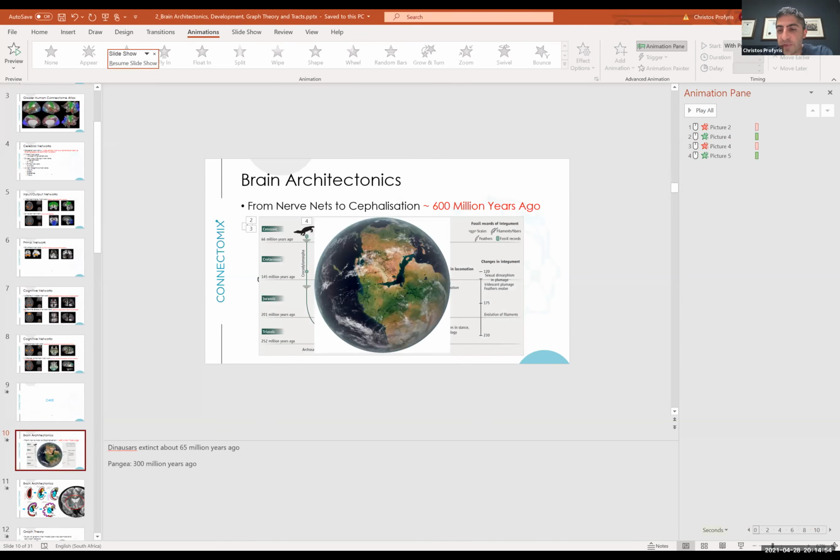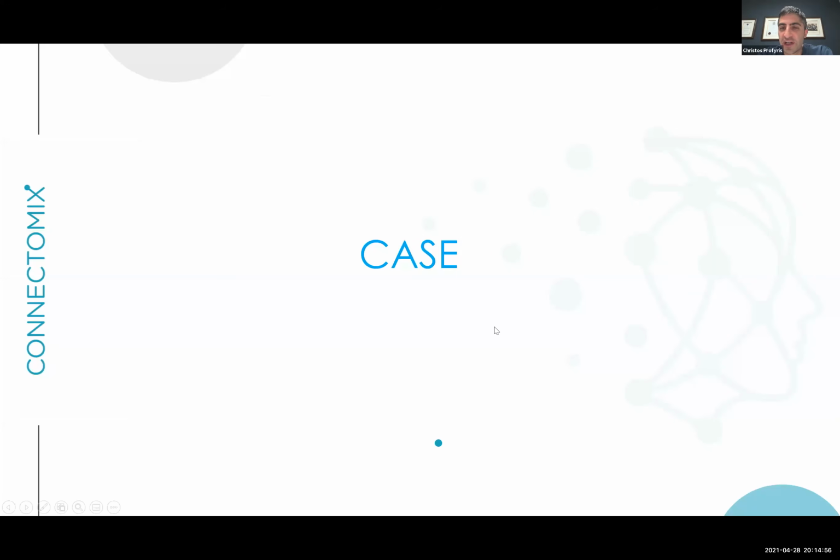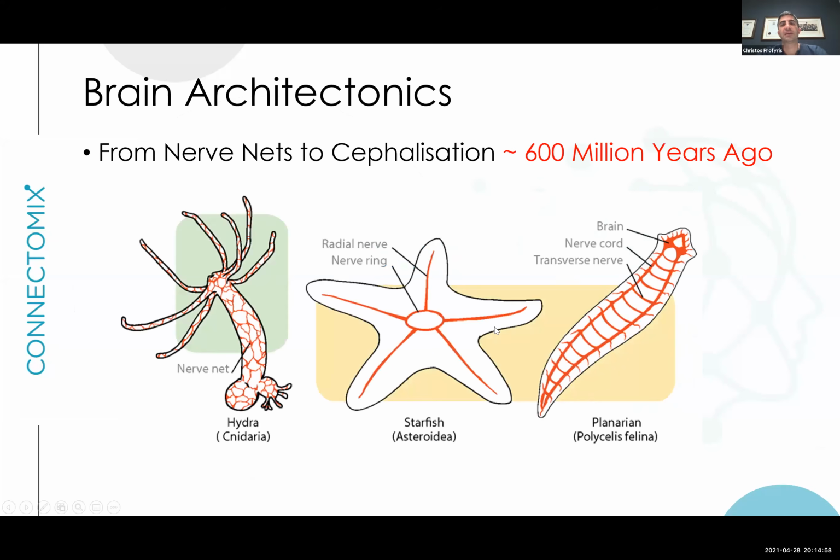So the first topic we're going to cover today is brain architectonics. It's basically looking back into evolution to try and understand the structure of the brain and how it's changed over time and how it relates to the brain as we currently see it. So if we look at the history of the evolution of the brain, we're talking about a process that's taken more than 600 million years.